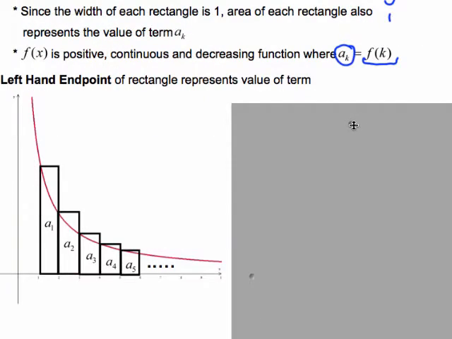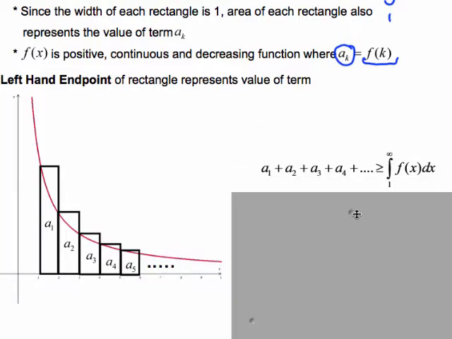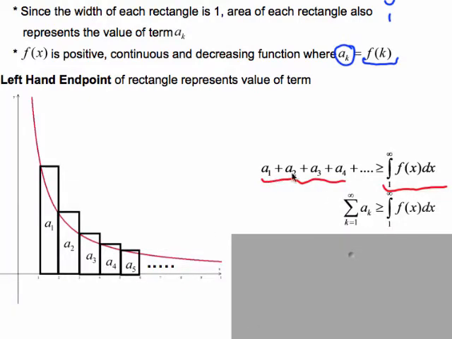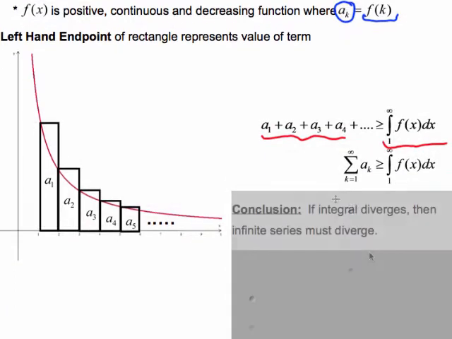And now I'm going to make my argument. I'm going to talk about the area under the red curve as well as the area of all the rectangles. And through what you see, it will make sense that all of the areas of rectangles will be greater than the area under the red curve from 1 to infinity. So we can agree with this argument, which I can then write like so. This is the infinite series. And so we're saying that the infinite series value is greater than the definite integral value.